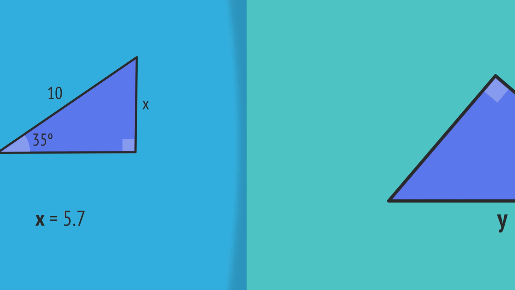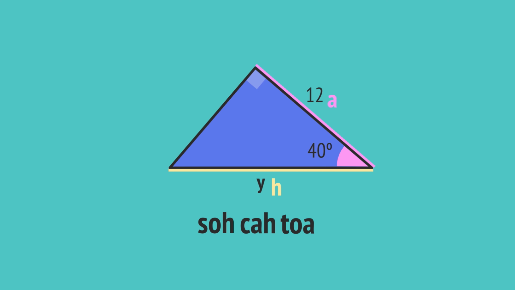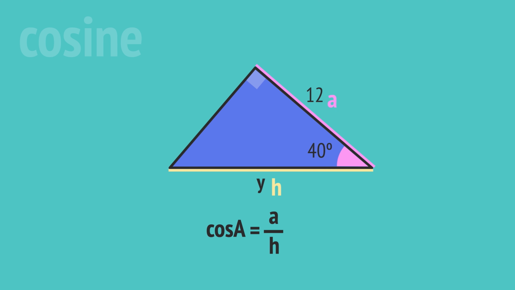Some problems require one more step of rearrangement, like this triangle where we need to calculate y. We label the longest side the hypotenuse. We label the side opposite the angle, and we label the side adjacent to the angle. This time, the opposite isn't relevant to this example, and we're left with the adjacent and the hypotenuse. So we use the cosine ratio. Substituting the values into the formula, we write cosine 40 equals 12 over y.